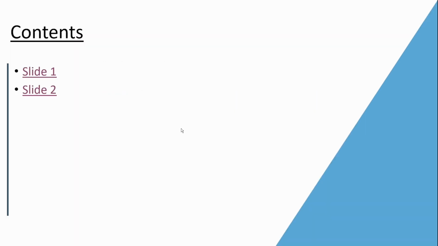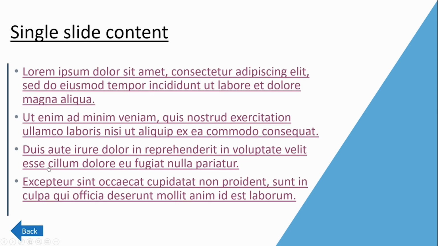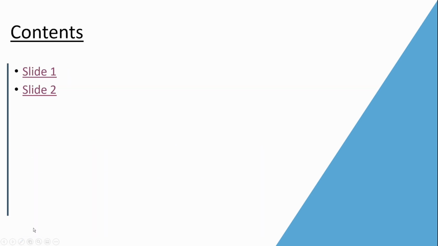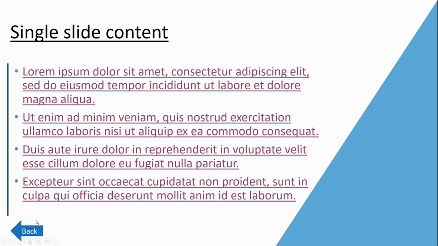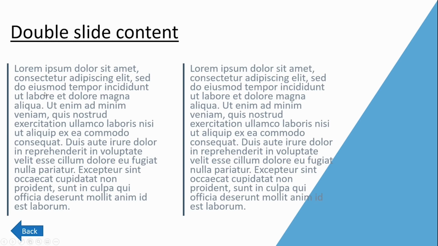Now this time around, I'm going to click on slide 1. Brings me to slide 1 as I was expecting. Now I'm going to press back. It brings me back to the last viewed. If I press slide 2 and press back again, it brings me back to the previous slide that I was on. It doesn't bring me to the previous slide in the deck.